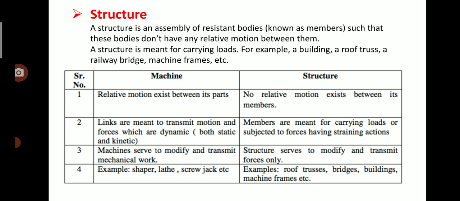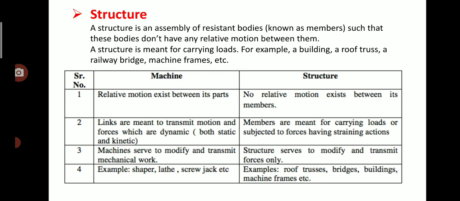A structure is an assembly of resistant bodies such that the bodies do not have any relative motion between them. A structure is meant for carrying loads only. For example, building, roof truss, railway bridge and machine frame. So in case of a structure, no relative motion exists between its members, while in case of a machine, relative motion exists between its parts. In case of a machine, links are meant to transmit motion and force which are dynamic, while in case of a structure, members are meant for carrying loads or are subjected to forces having a straining action.